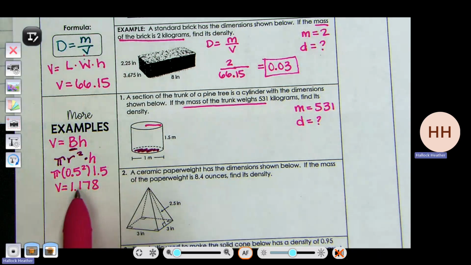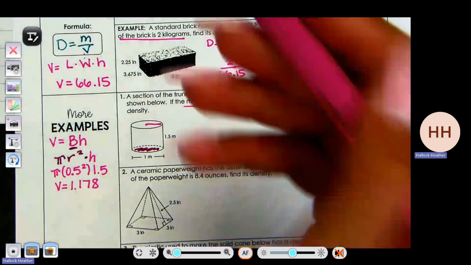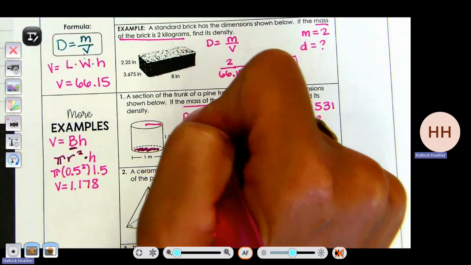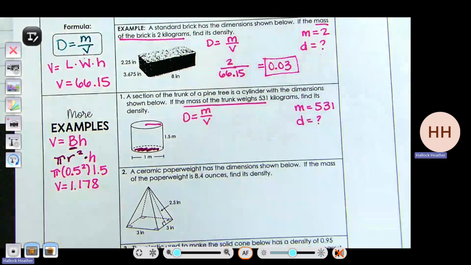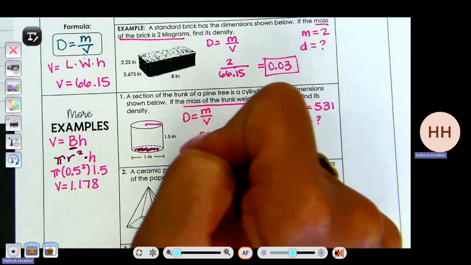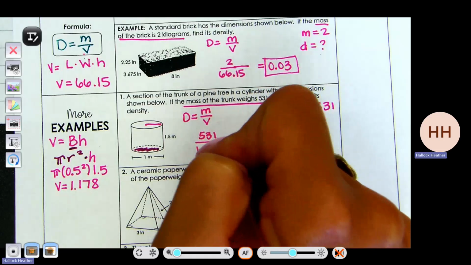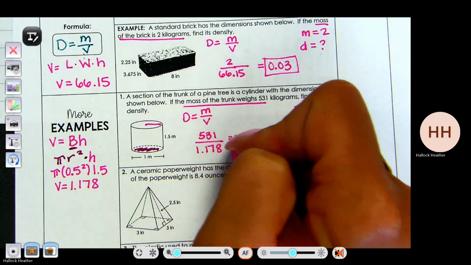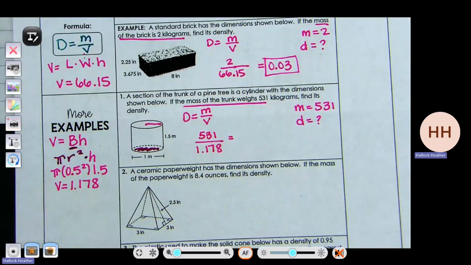So now I'm going to take my volume. I'm going to plug it into my DMV, just like where you drive at, DMV. I'm going to plug it in. My mass is 531. I'm dividing by my volume, which is 1.178. And I'm going to divide.